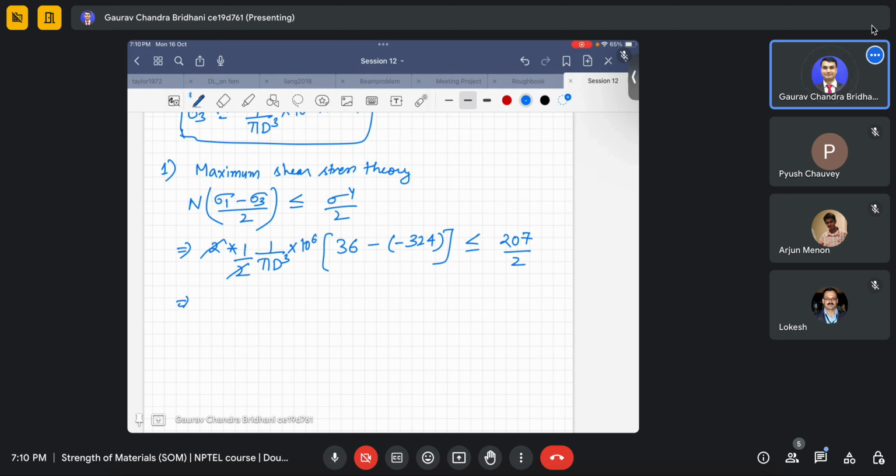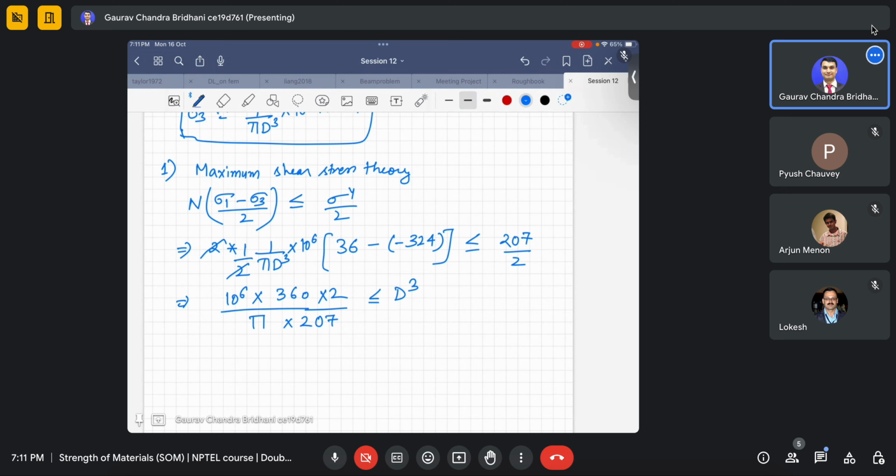So now I need help from you guys. I need to find this value: 10 to the power 6 into, this comes out to be I think 360, divided by pi, and this 2 goes here, into 207, and should be less than or equal to d cube. Correct?